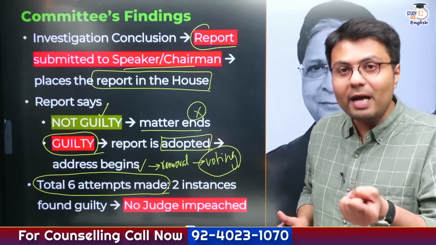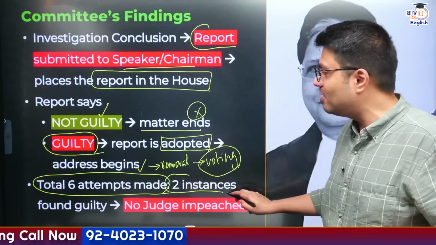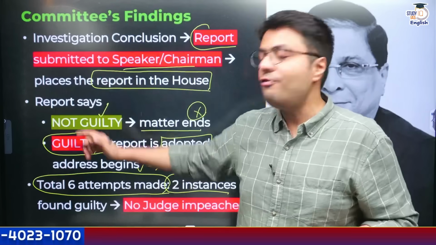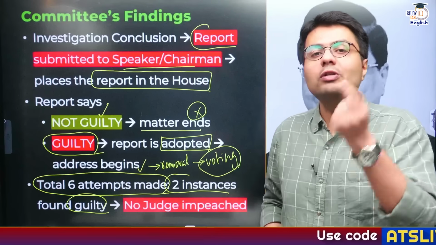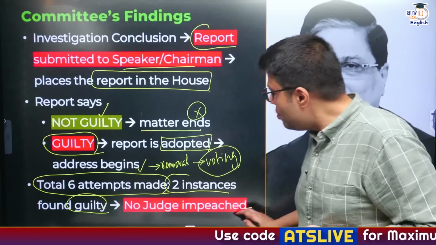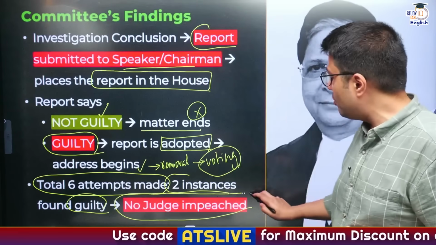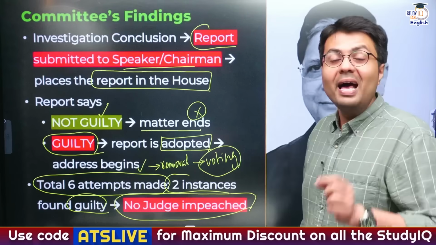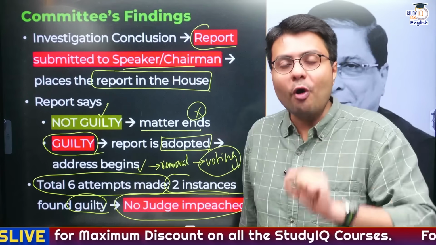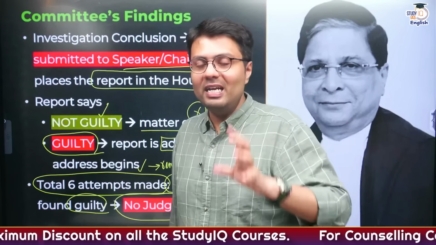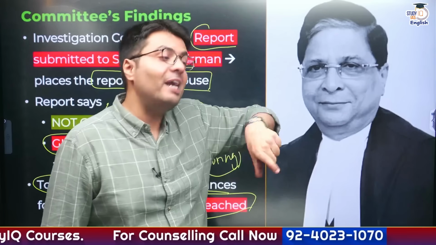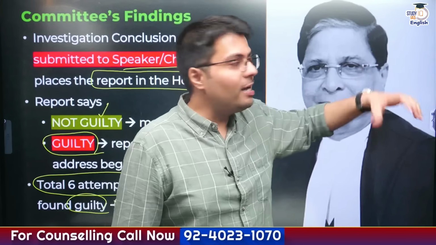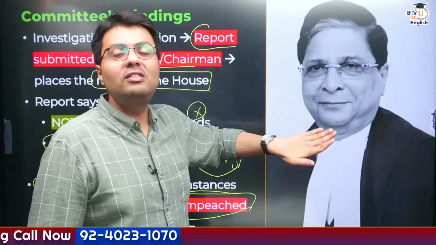And you will be surprised to know that only in 2 instances have the judges been found guilty of the allegations that were made. And even more surprising is the fact that no judge, be it a judge of Supreme Court or a judge of High Court, has ever been removed from office in the entire Indian history. Now, the last time a motion of impeachment was admitted into the House of Parliament, that was against the then Chief Justice of India, Justice Deepak Mishra.